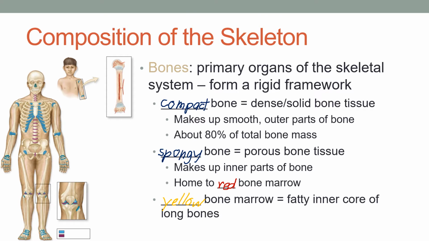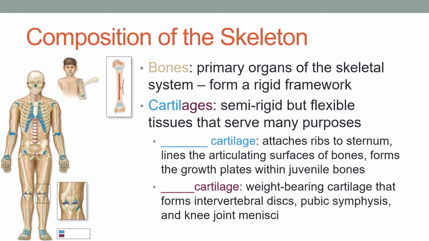Now, you may ask, is that it? Is that all the skeleton is composed of? Or rather, I might ask you that. Is that all the skeleton is comprised of? And the answer is no. There are three other kinds of organs actually, that make up the skeleton. The first is cartilages.